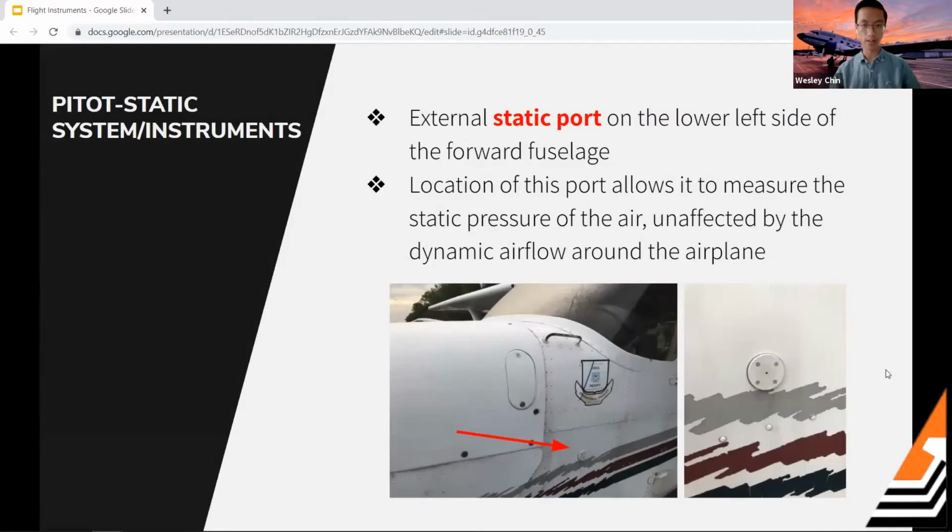So that's the first part of the system, right? And then the second is going to be your static port. On our aircraft, we have an external static port on the lower left side of the forward fuselage. Here's what it looks like, located right over there. It's just a little circle with a hole in the middle. Again, the location of this port allows it to measure the static pressure of the air, unaffected by the dynamic airflow around the airplane, right? So the pitot tube is measuring ram air pressure, and the static port measures static pressure.